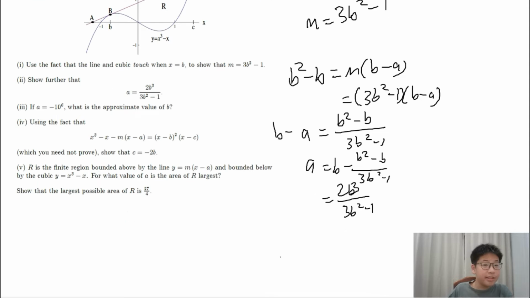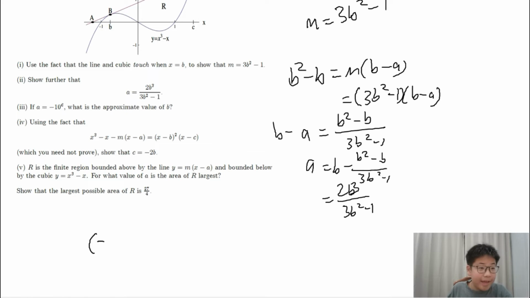There. Using the fact that this, which you need not prove, show that c equals... we are doing part 3. So if a is a large negative number, then y equals mx minus a will be almost horizontal, meaning that the line will be tangential very close to the cubic's local maximum. Alternatively, one could argue that a equals 2b cubed over 3b squared minus 1 is less than or equal to 0 only when 3b squared minus 1 is approximately equal to 0. So using the fact this, show that c equals -2b.